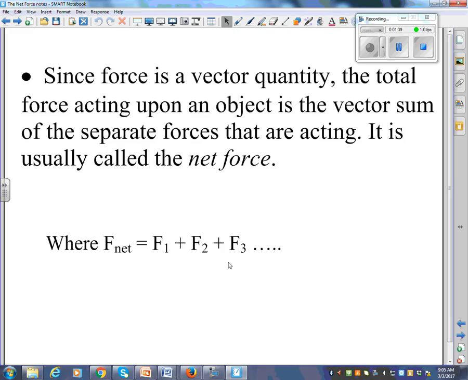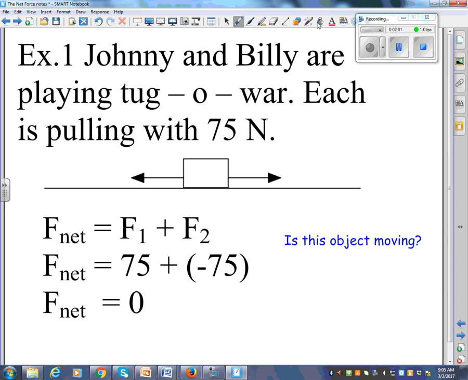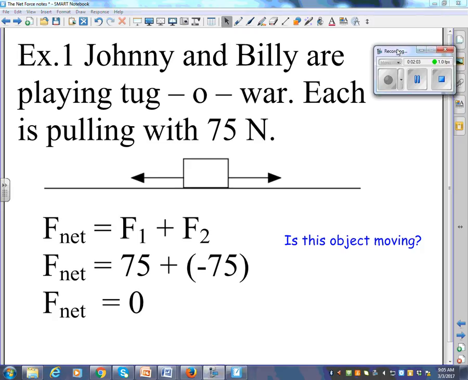So generically speaking, the net force is the force 1 plus the force 2 plus the force 3, and if there's more than that, you add them all together. And these are, of course, all vectors, right? So in other words, when you're trying to find the net force, add all the forces. Okay, here's the simplest example of all time.